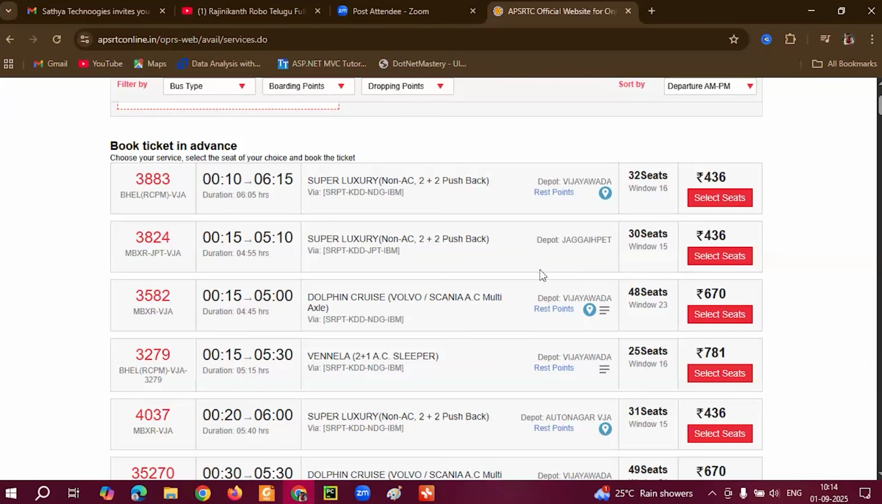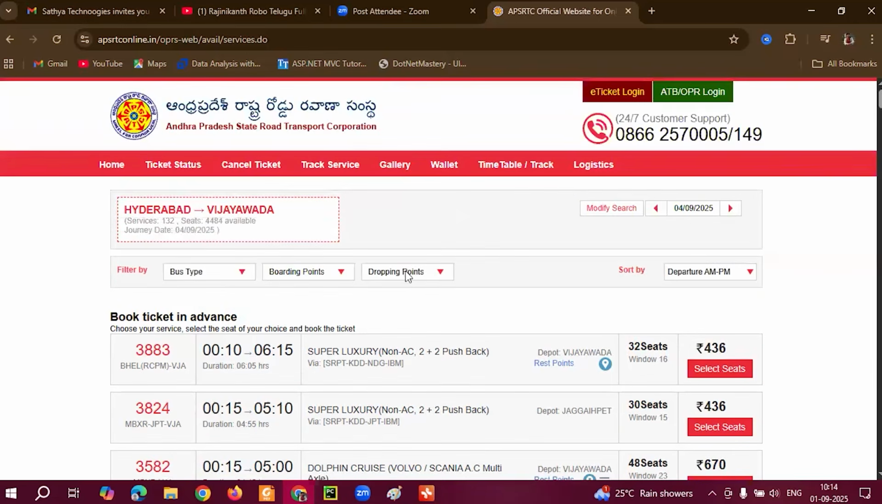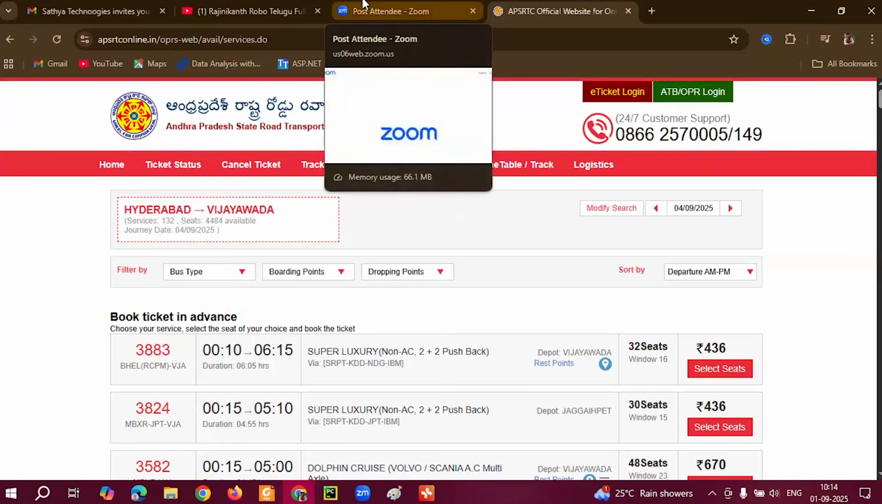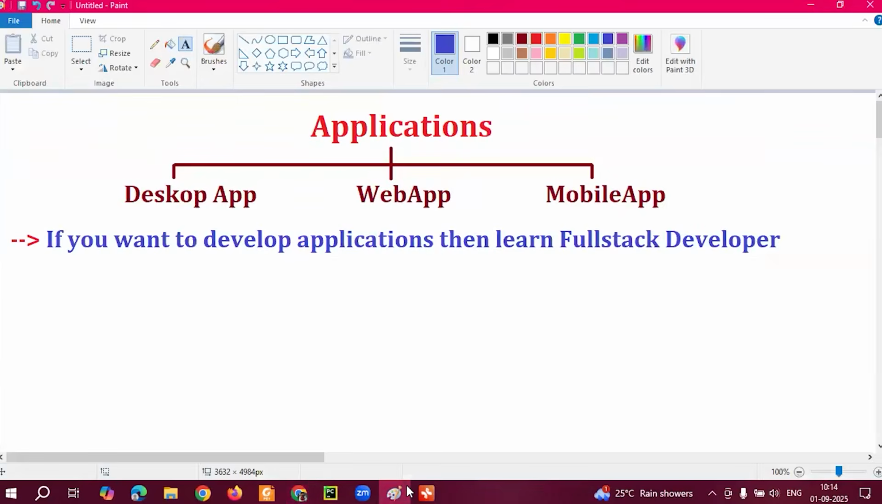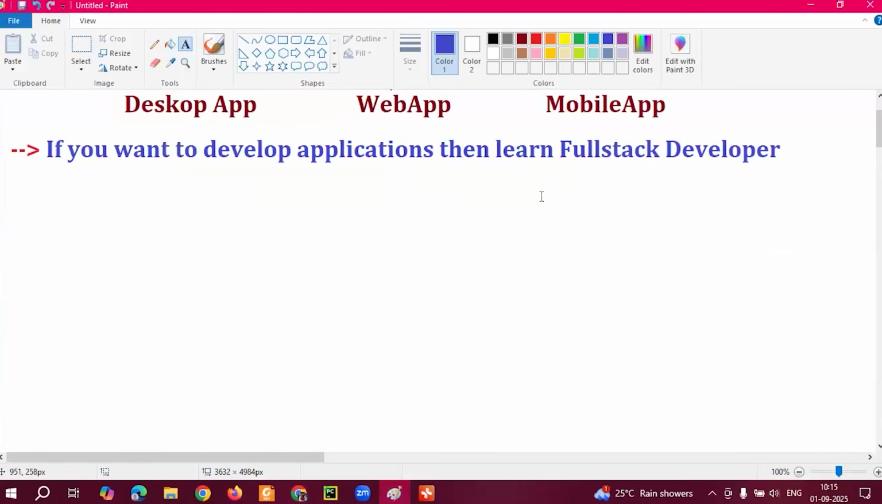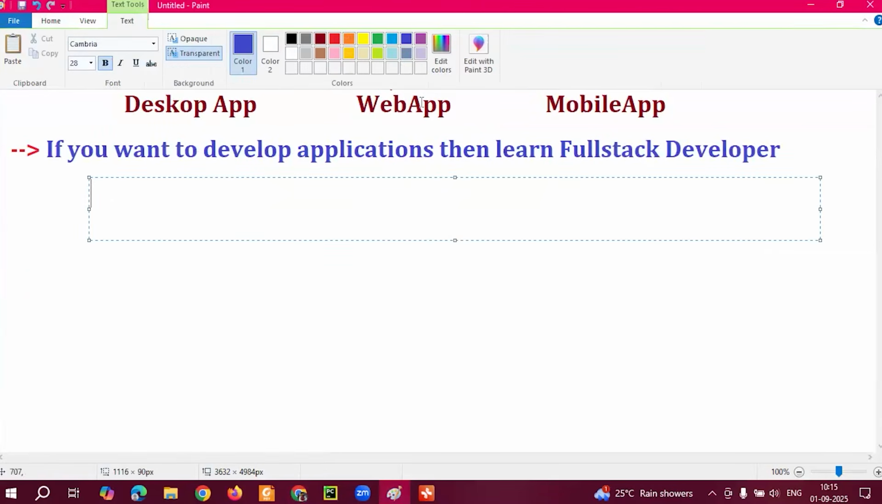Three members are involved. Not only this website, guys, Redbus, Abibus, Amazon, Flipkart, you can go for any application. So always focus, three parts are very, very important. Sir, what are the three parts? Browser, server, and database. If you want to become a full stack developer, focus on three areas. Sir, what are the three areas I have to focus on?